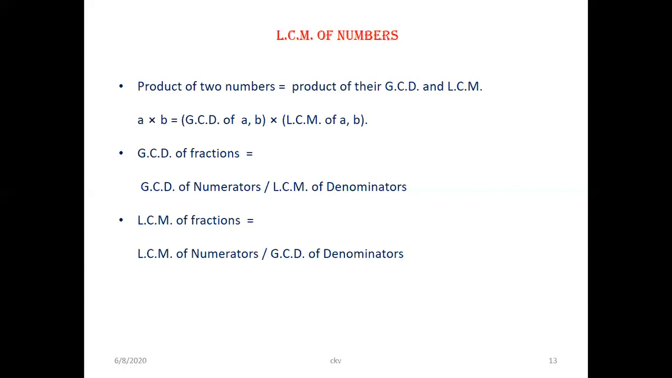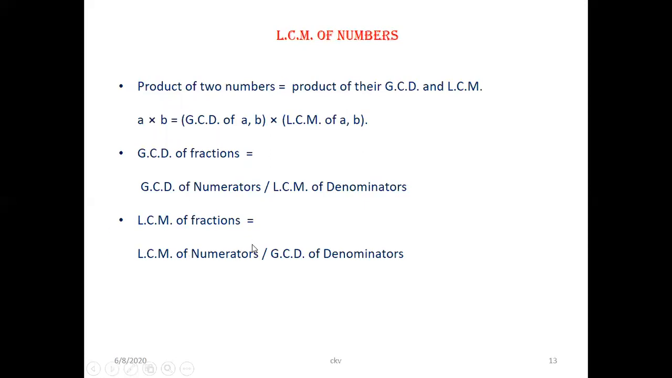Now you are going to find out a relation between LCM and GCD of two numbers. Okay, see here is the relationship between them. Product of two numbers is exactly equal to the product of LCM of the numbers and GCD of the numbers. Okay, so if at all you have two numbers, A into B is equal to product of GCD of AB and LCM of AB.